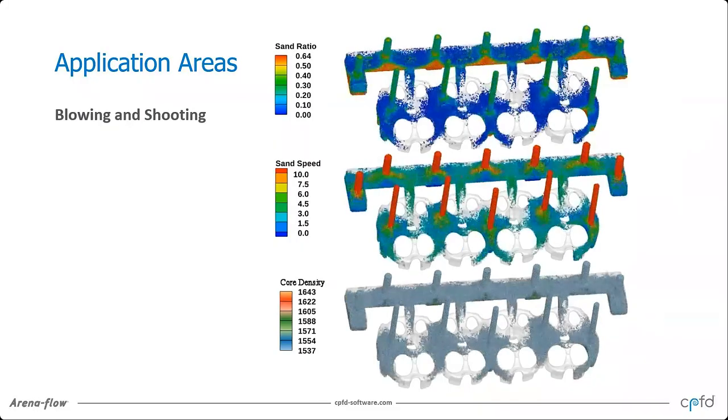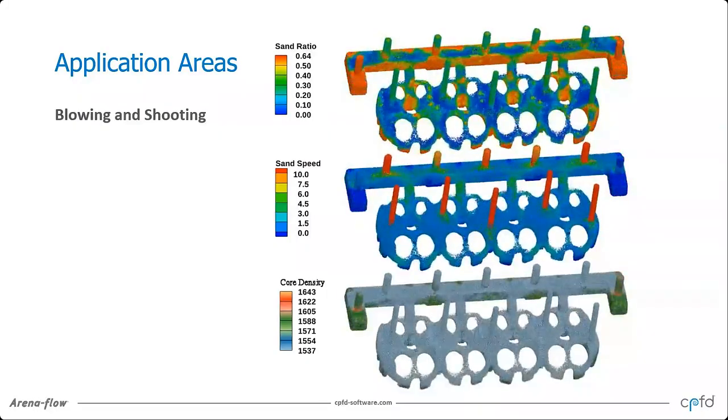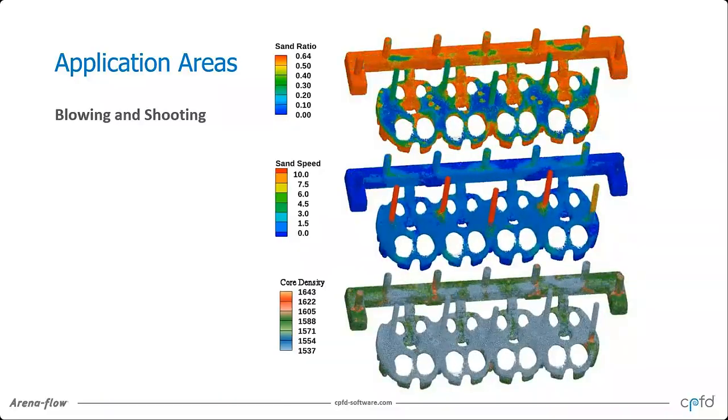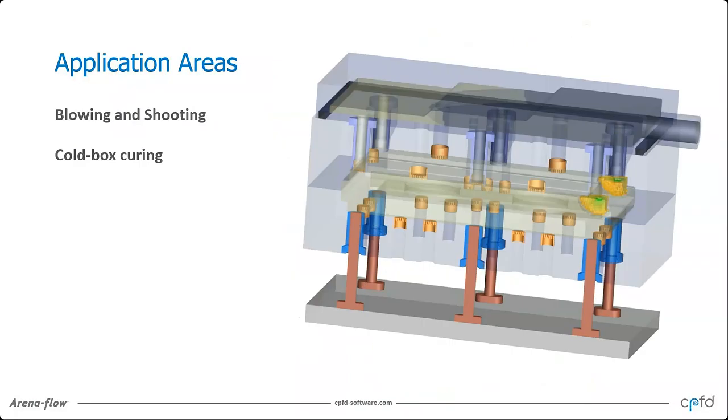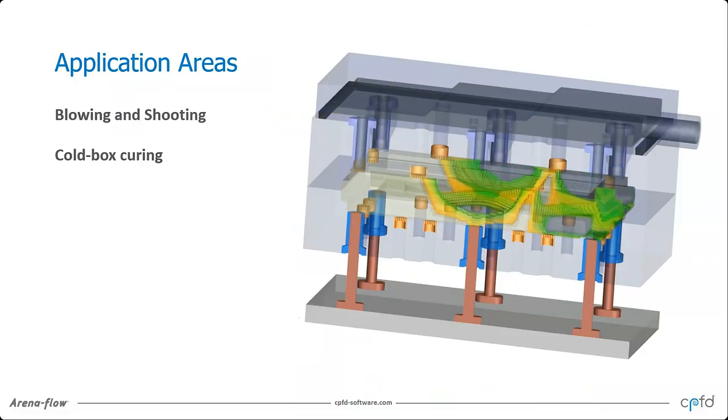So first of all, the application is blowing and shooting of cores. This is looking at how the sand comes into the tooling. At the top, we're looking at the sand colored by compaction. In the middle, we're looking at the speed as it's filling the tooling. And at the bottom, we're looking at how that all comes together to impact final core density. Not just does the sand completely compact in the core, but what is the resulting core density and variations thereof.